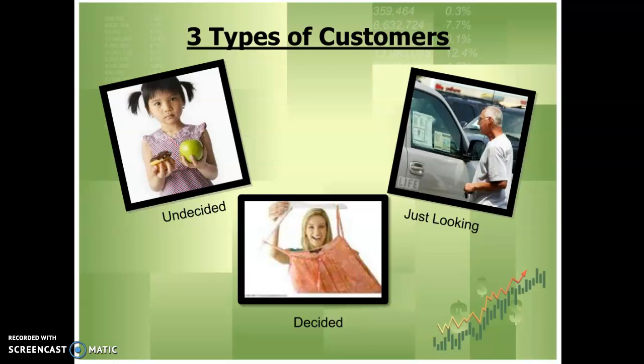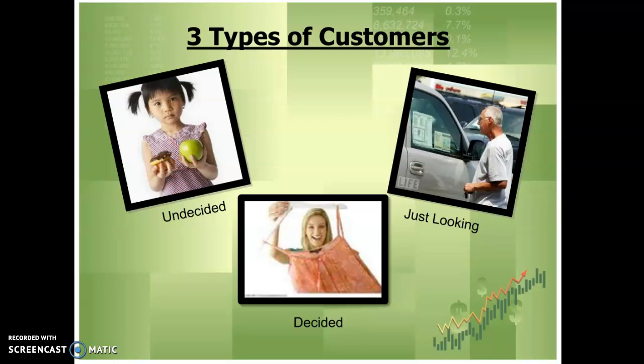Or you could have your customer that's just looking. So those are your browsers, people that are kind of just wandering around. Here you see a man looking at what appears to be a truck. He might look at the truck and then he might wander over and look at a car, a crossover. He really doesn't know what he's doing or what he's looking for just yet. He's just kind of looking and glancing at different things.